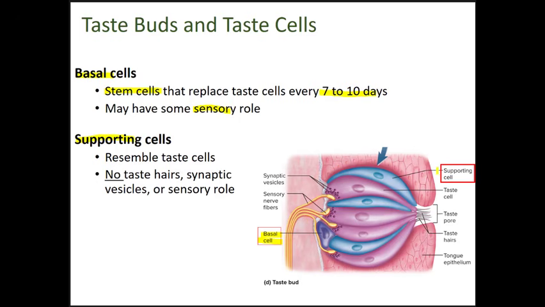Supporting cells, that third cell type here, the blue cells, you should note that they do not have taste hairs present. You can see that if you look at them closely, so no microvilli at their apical surface. And they do look quite a lot like taste cells, but they also don't have the synaptic vesicles present with neurotransmitter, and they also don't synapse with the sensory nerve fibers, so they're not really playing any role in sensation. But what they do, as their name suggests, is support the taste bud.